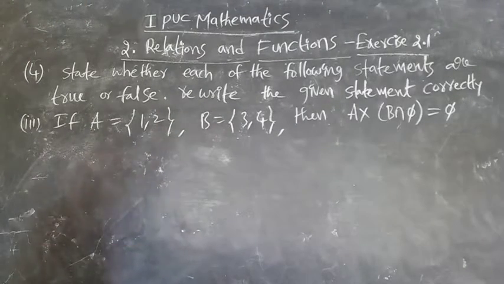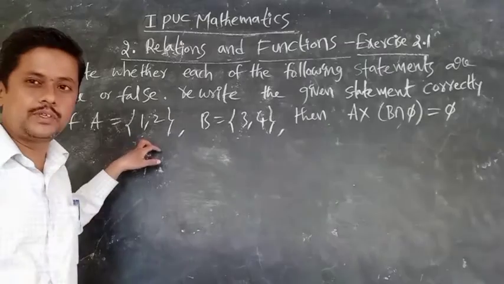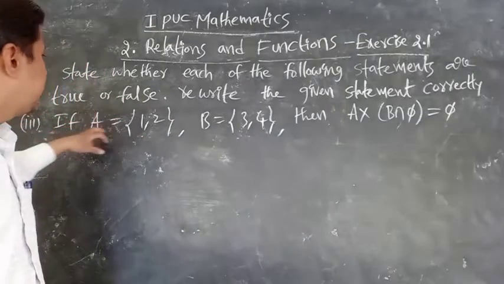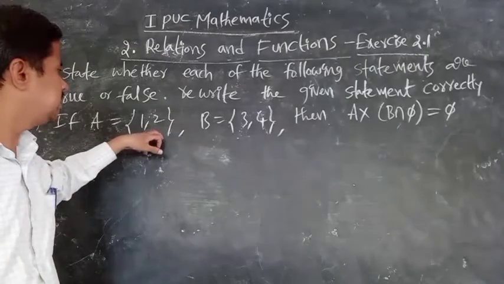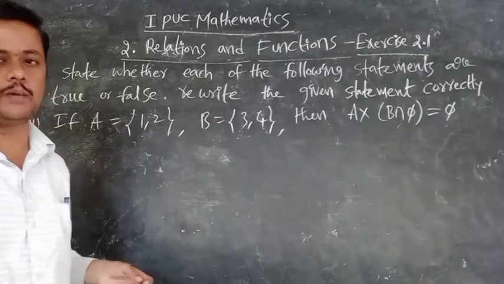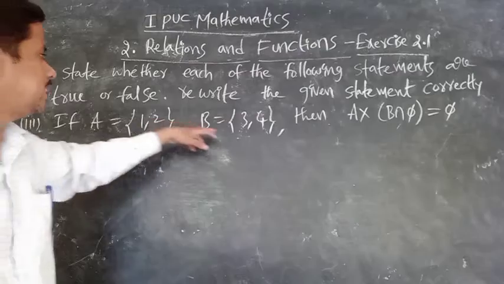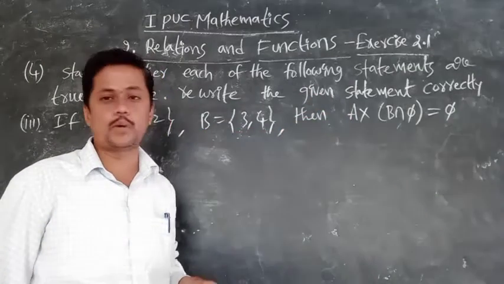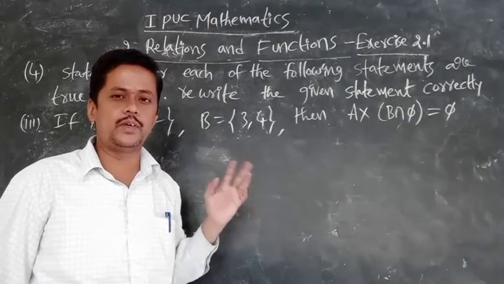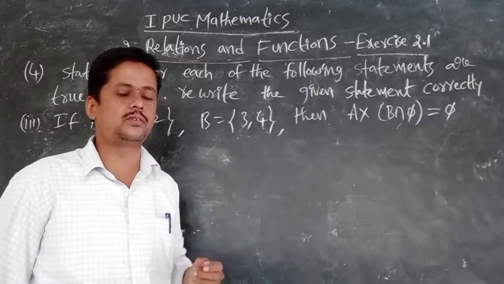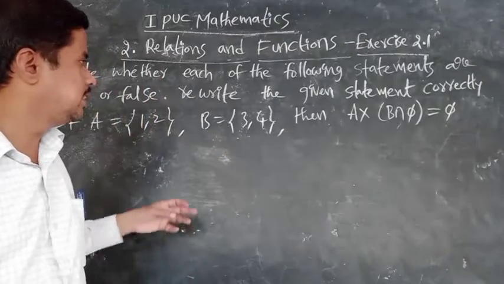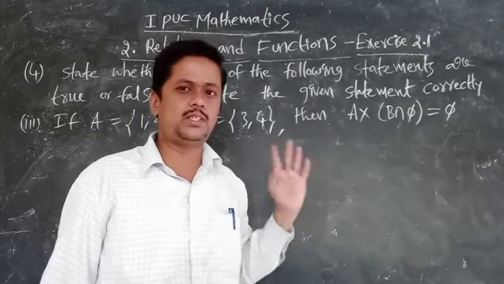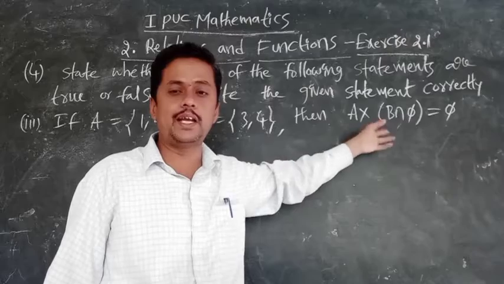Next we will move to the third question of this fourth question. If A is equal to {1, 2} and B is equal to {3, 4} is given, then (A cross B) intersection phi is equal to phi. We have to find out whether it is true or false. In order to find whether it is true or false, first you have to calculate this value.